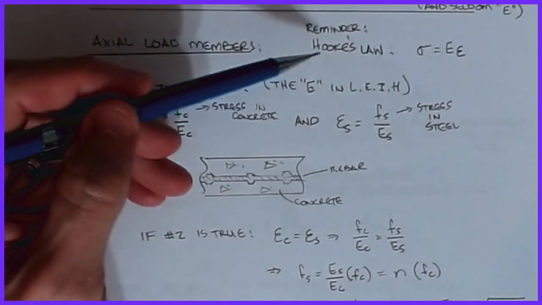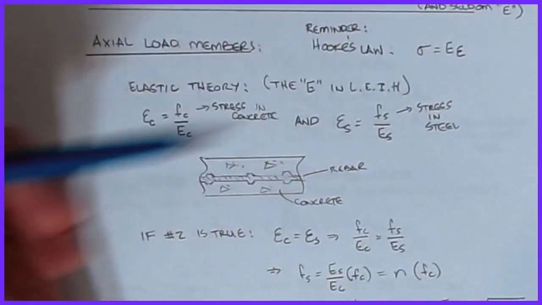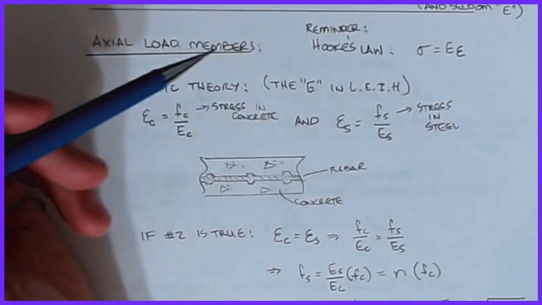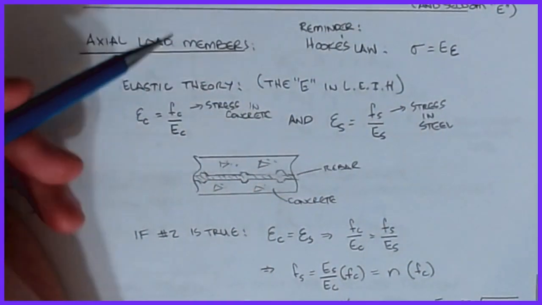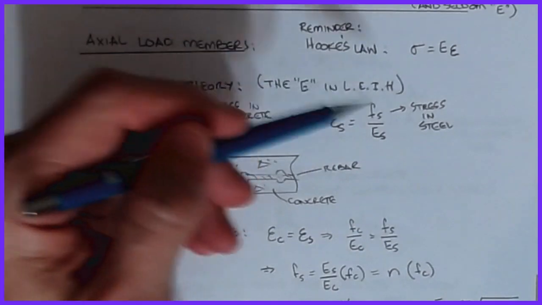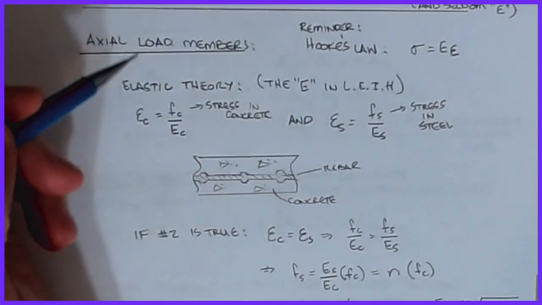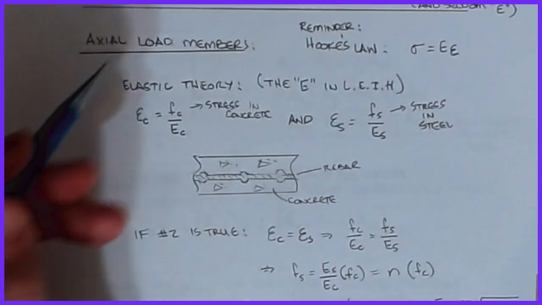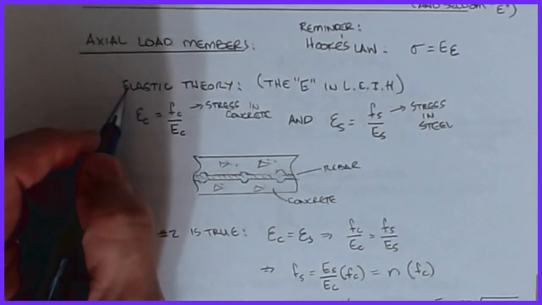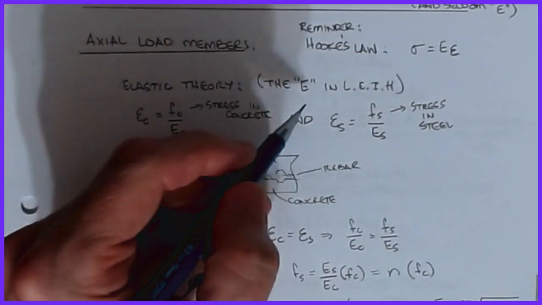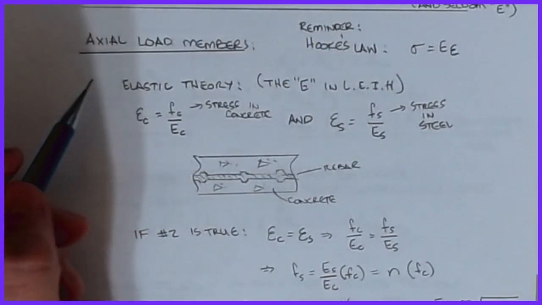Okay, so as a reminder, we're going to say that Hooke's law is just sigma equals E times epsilon. That's the uniaxial Hooke's law, not the generalized three-dimensional, although three-dimensional would kind of follow some of these relationships to a degree. We're going to just kind of play off of this uniaxial version. Okay, we're going to deal with elastic theory. So that's the E in our LEIH assumption. So we're sticking to that.